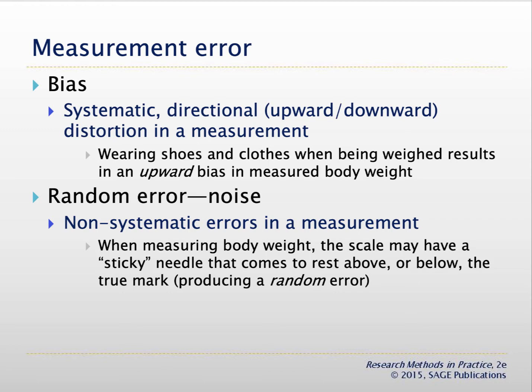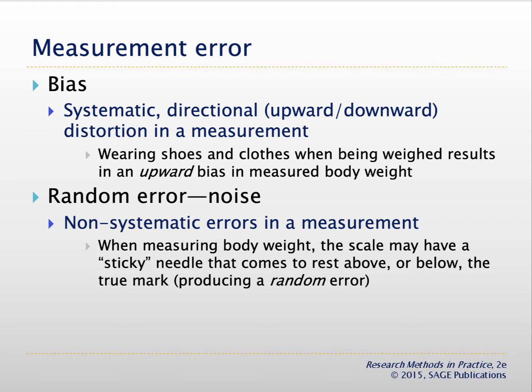A related idea is this idea of measurement error, but there are two big kinds of errors. One is the one that we talked about with the poverty measure so far, bias. Systematic directional error, too big, too low. So if you want to know your weight and you're wearing shoes and clothes, that's an upward bias. The weight the scale is going to measure is higher than your true weight because of the shoes.